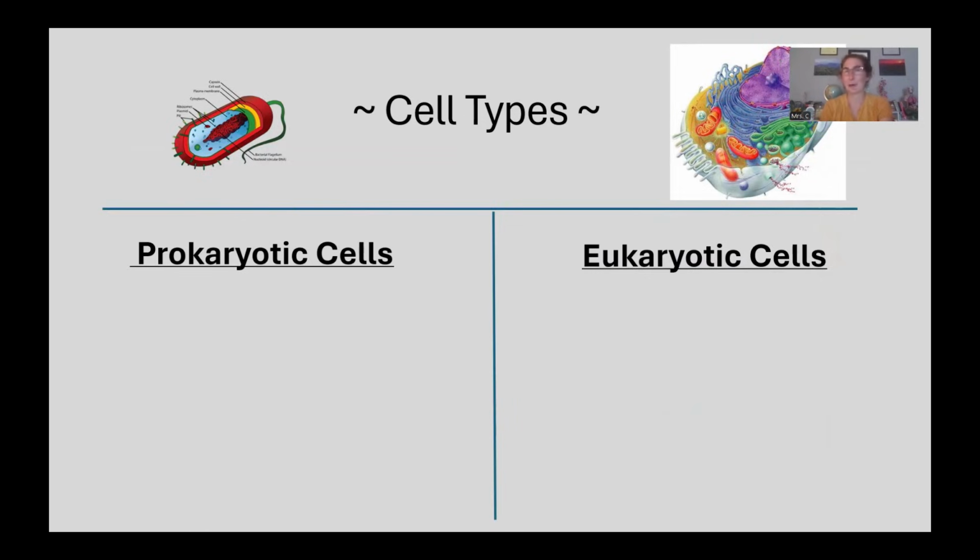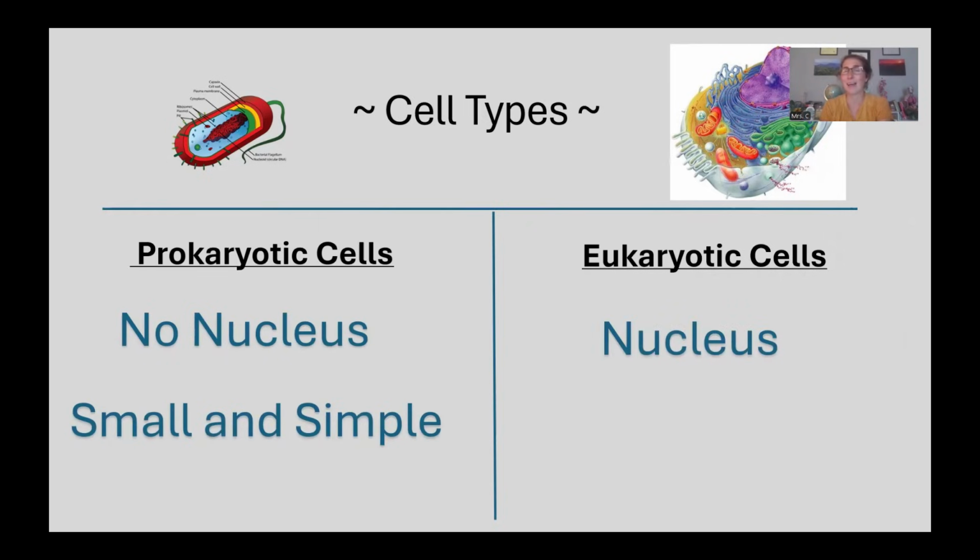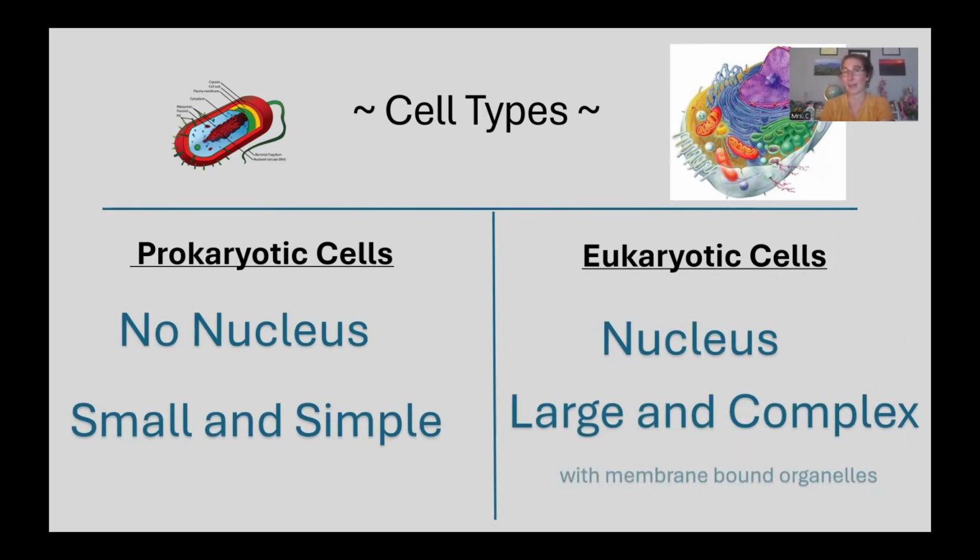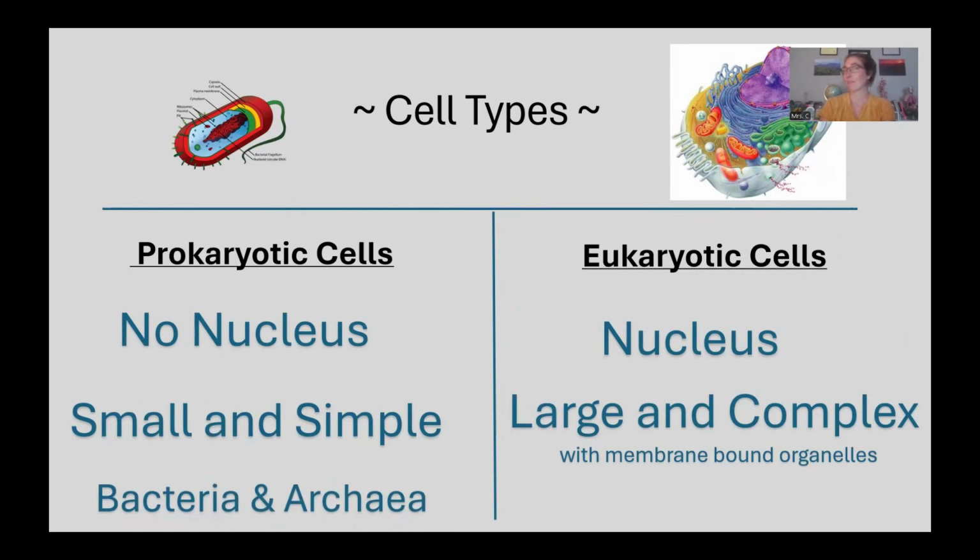What is the difference? Biology's a bunch of opposites. Prokaryote: no nucleus, small and simple. Versus eukaryote, which will have that nucleus. It's going to be large and complex with membrane-bound organelles. And who's who? Who are the prokaryotes? Who are the eukaryotes? Prokaryotes will be bacteria and archaea. Everything else is a eukaryote.